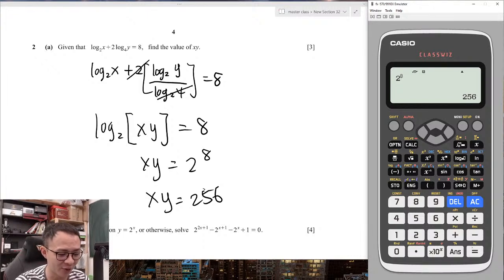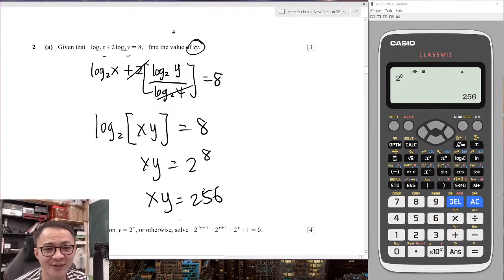Okay, this is how we solve this kind of question. Because at first when I read the question, I realized it had x and y. That means I need to solve it if I have two equations. But then I realized the question doesn't ask me to find x or y. The question asks me to find xy. So yeah, my xy answer is just 256.